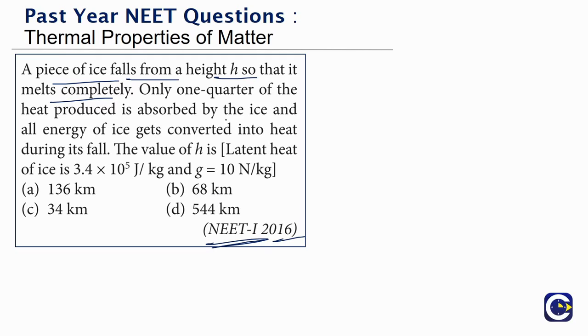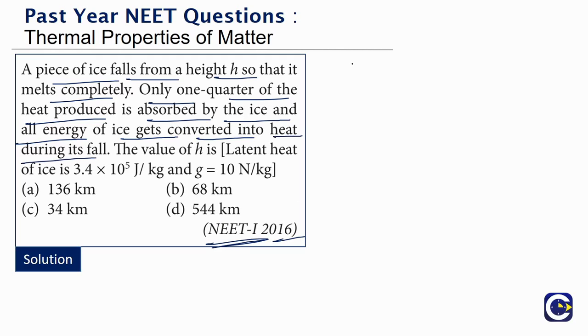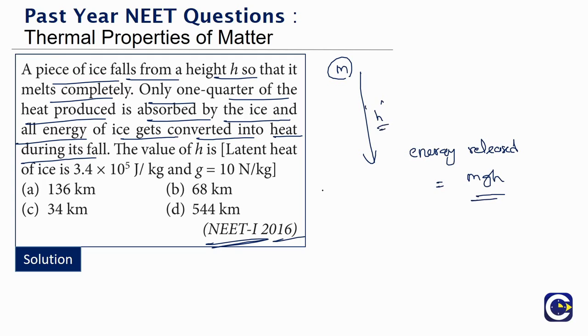So we'll read through the question. Only 1/4 of the heat produced is absorbed by the ice, and all the energy of the ice gets converted into heat during its fall. Means when it is falling, say for example the mass of that ice is m, and it is falling through a height h, then the energy released or lost will be equal to m into g into h. It is falling through a height h. Okay, that is the loss of the potential energy.